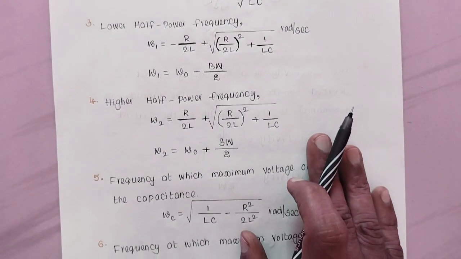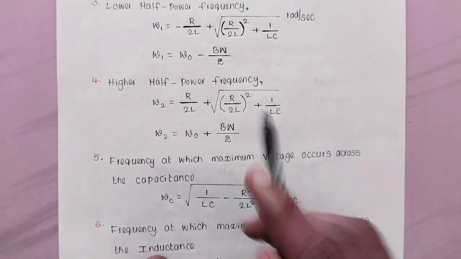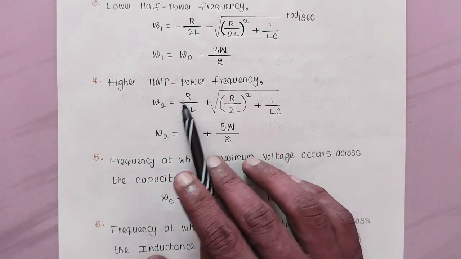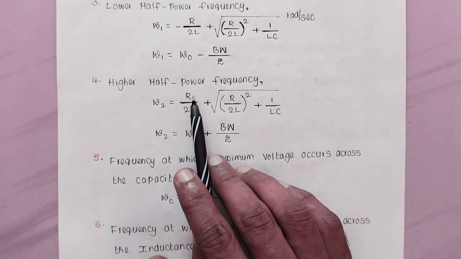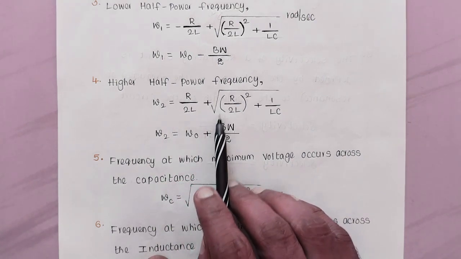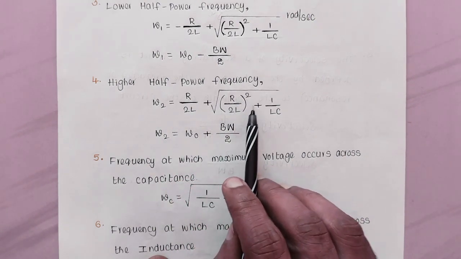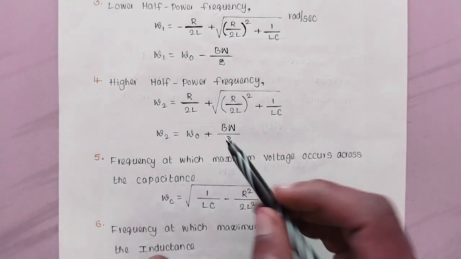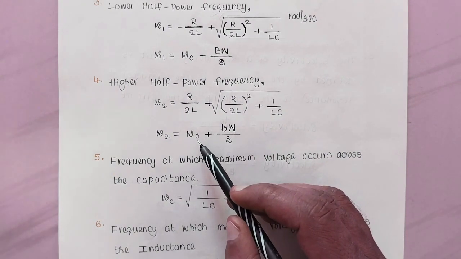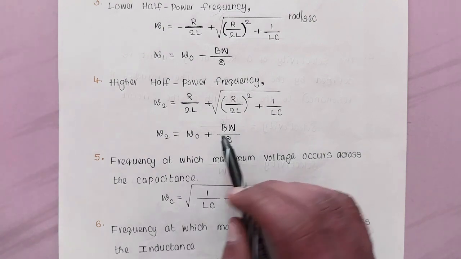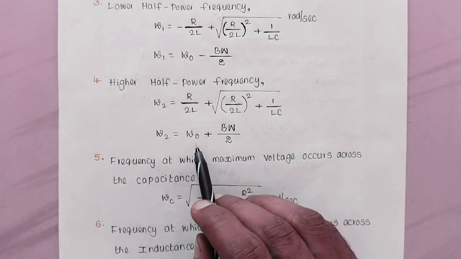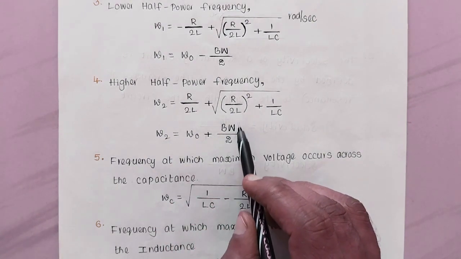Similarly, the higher cutoff frequency. The higher cutoff frequency mathematical expression is omega 2 equal to R by 2L plus root of (R by 2L) whole square plus 1 by LC. If you know the resonance frequency omega naught and bandwidth, the higher cutoff frequency equals omega naught plus bandwidth by 2.